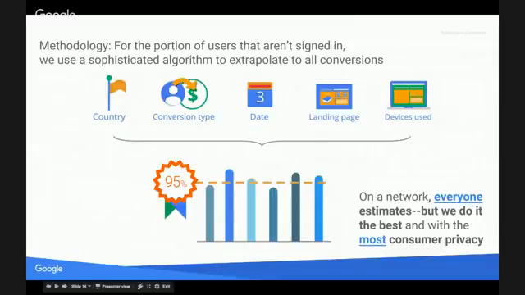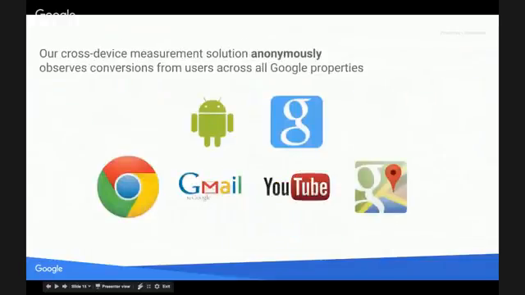That means we only report cross-device conversions data that we have when we have at least 95% confidence that the estimate is within 10% of the actual value. So our cross-device solution observes conversions among previously signed-in users across Google properties. While we don't disclose the global total number of signed-in users, here are the sources where the users sign in. So you are all pretty familiar with YouTube, Gmail, Android, Google Maps, search, browsers, and many more.